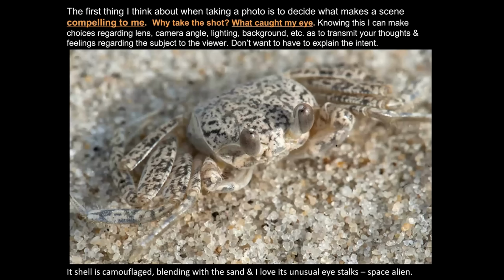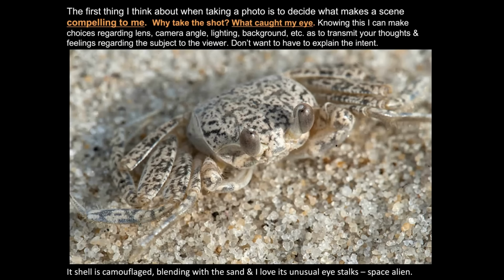The first thing I think about when taking a picture is deciding what makes me stop and look at the scene, what compels me, what makes me want to take that shot. Knowing this, I can pick out the lenses, the camera angle, the lighting, the background that I want, that'll help me transmit my thoughts and feelings when I approach the subject and let the viewer see what I'm seeing. I don't want to have to explain the image.